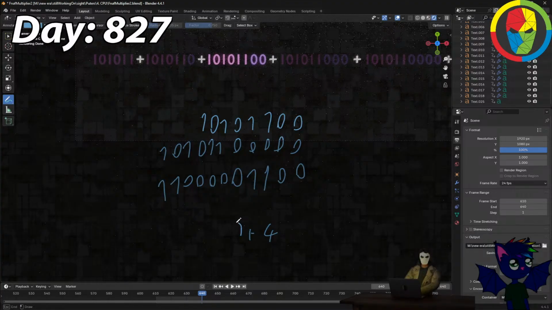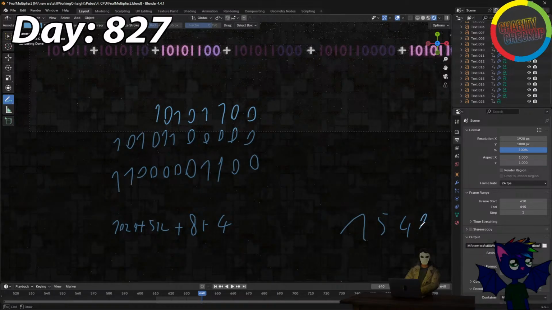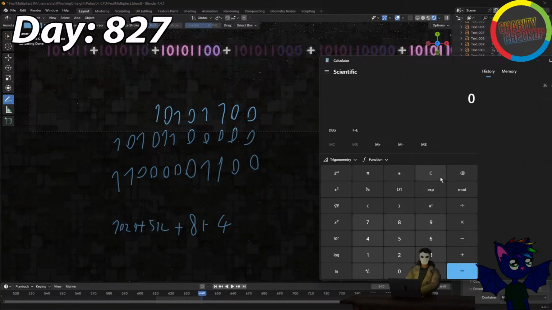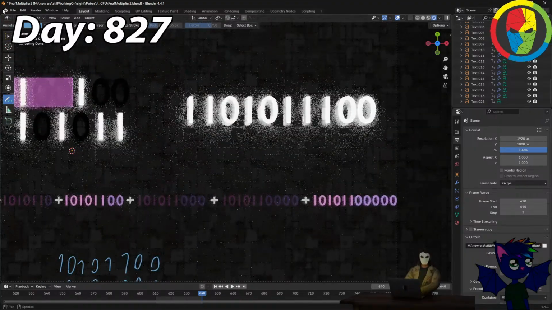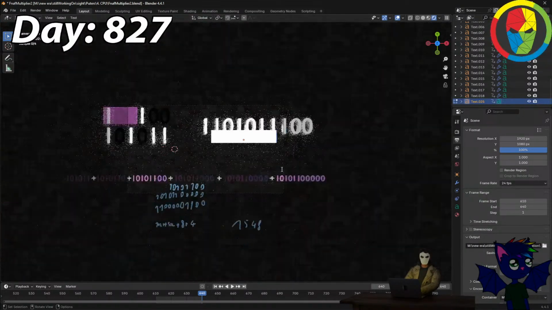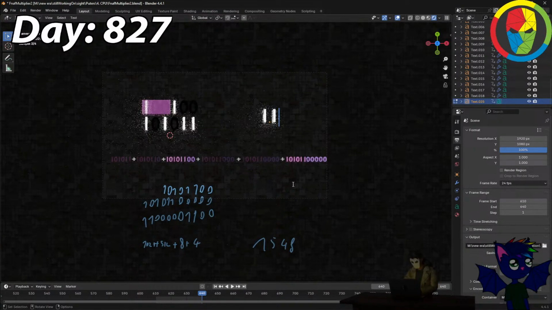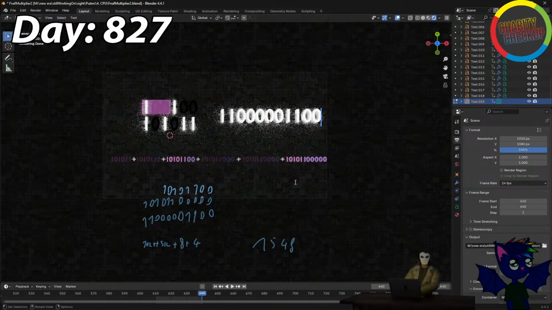4 plus 8, 16, 32, 64, 128, 256, 512, plus 1,024, and let's see if that will be equal to this. It seems like it. That's good. Plus 512 plus 8 plus 4, we get that. Perfect. Our FNAF multiplier works. There we go. Perfection.